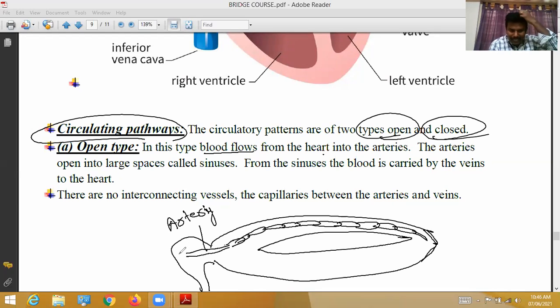A large artery is connected to the head. This is the head region. From the heart, blood enters into the artery. Only one large artery is present.